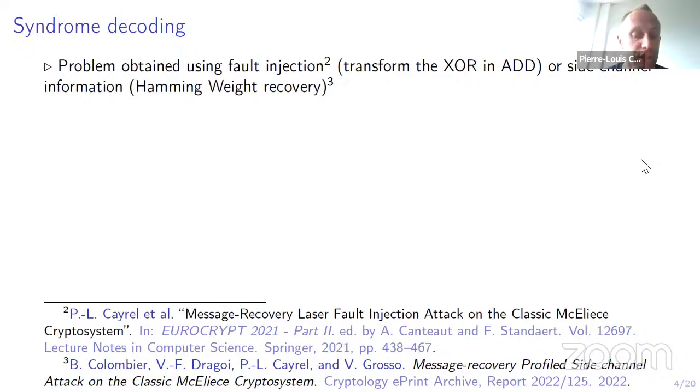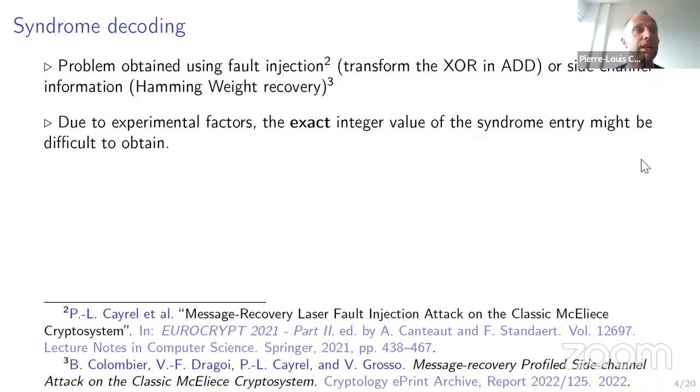So the motivation is that we can obtain the value of the syndrome in N if we analyze properly the execution of the encryption step in a classic McEliece, for instance. So it's something which really makes sense. It's not a weird problem. It's really a problem that we can obtain by doing a side channel analysis properly.